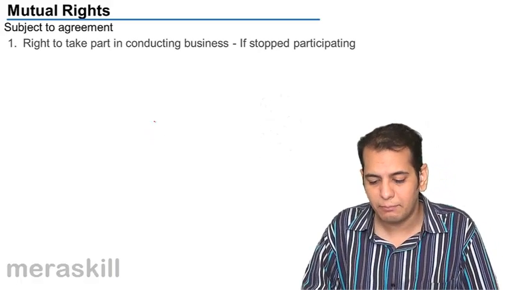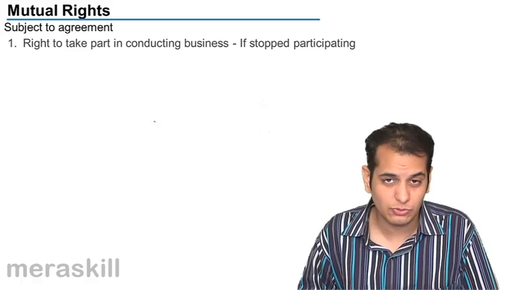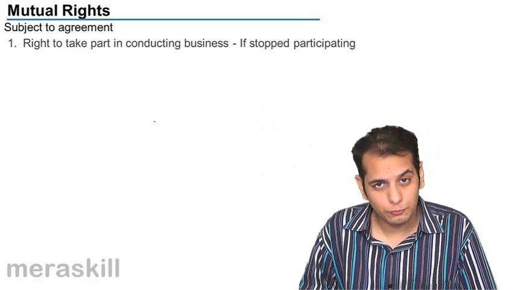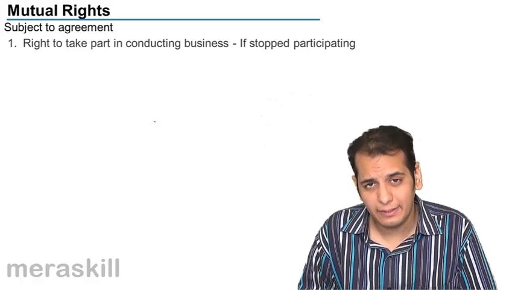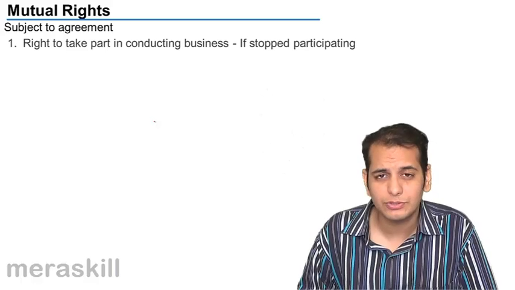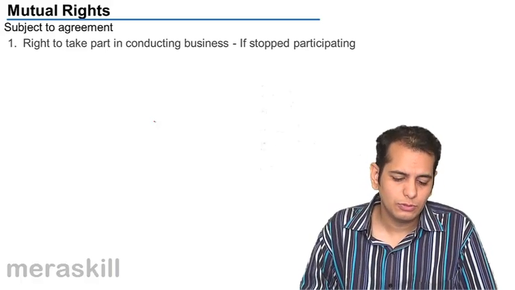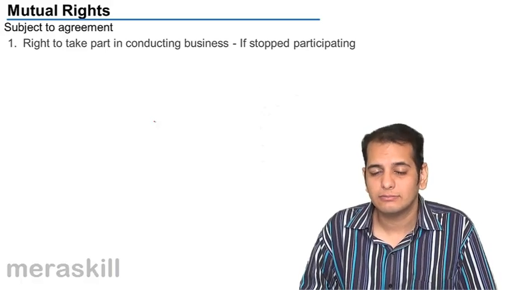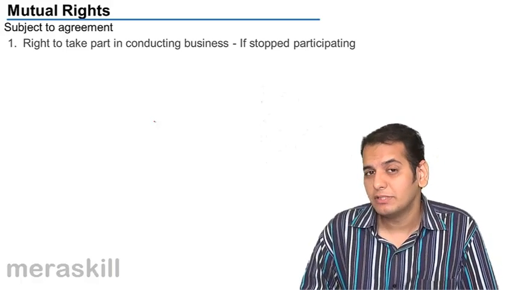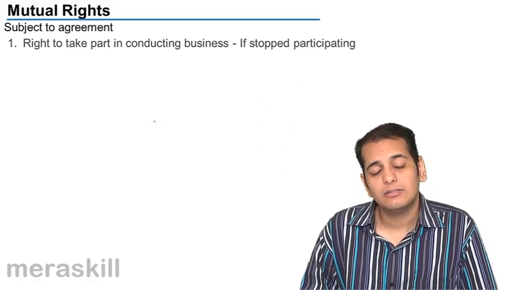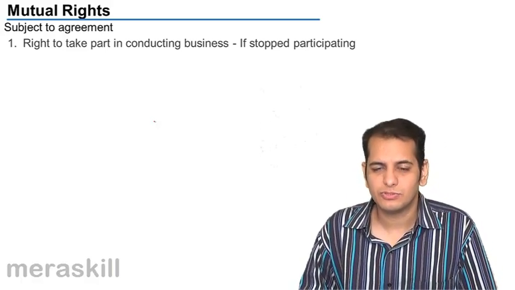First, right to take part in conducting business. This is one of the most basic things that a partner has to do. He has done partnership to do business, so he has the right to do business. He has the right to take part in the day-to-day activities, in the day-to-day operations. Okay, now again, this is subject to the agreement. If one partner has agreed and the others also have agreed that he should not take part in the business, he should be a sleeping partner, then he does not have a right. Okay, but if there's no such agreement, all partners have the right to take part in the business.